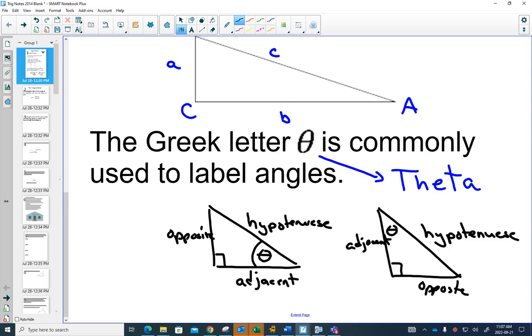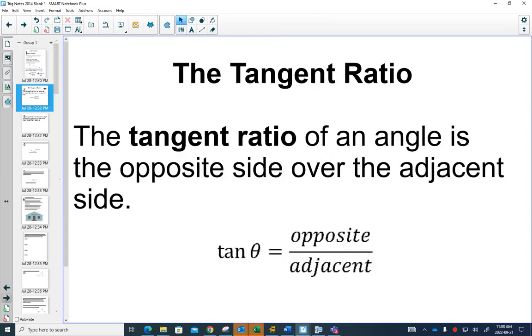So if I was talking about this angle, then this is my opposite side because it's right across, opposite of that angle. If I'm talking about this angle, then my opposite side is at the bottom because it's right across from it. In a triangle, we call the ratio of the opposite side over the adjacent side the tangent ratio. And this button is on your scientific calculator.